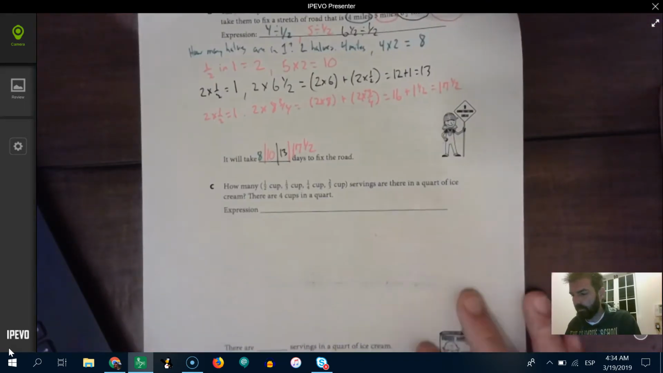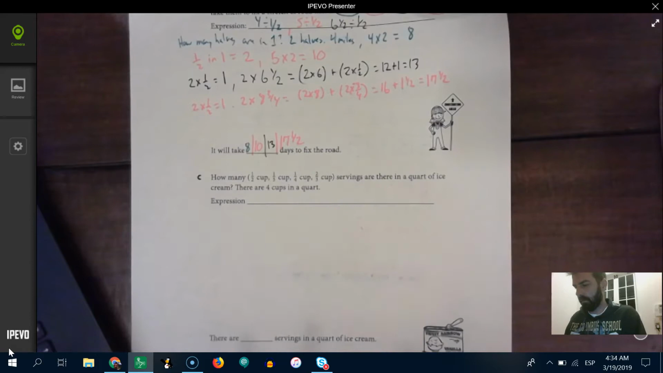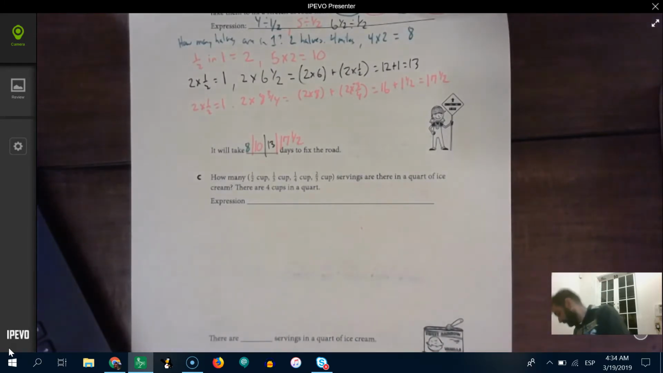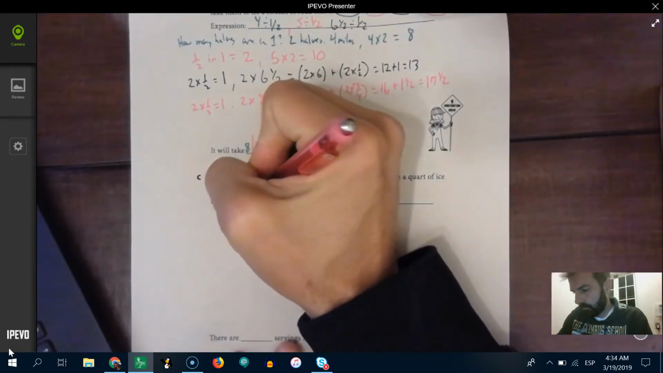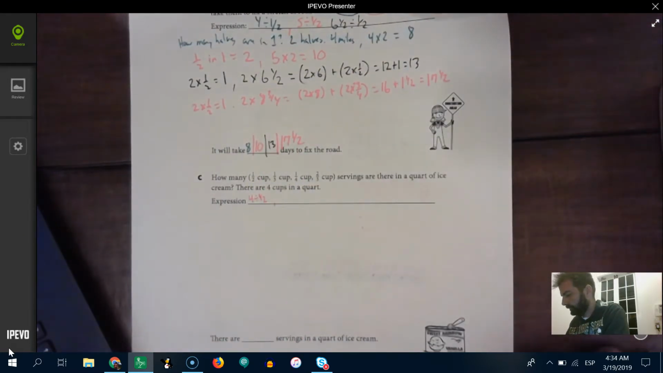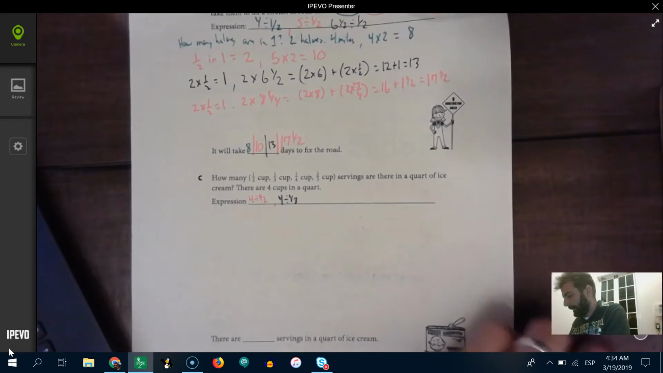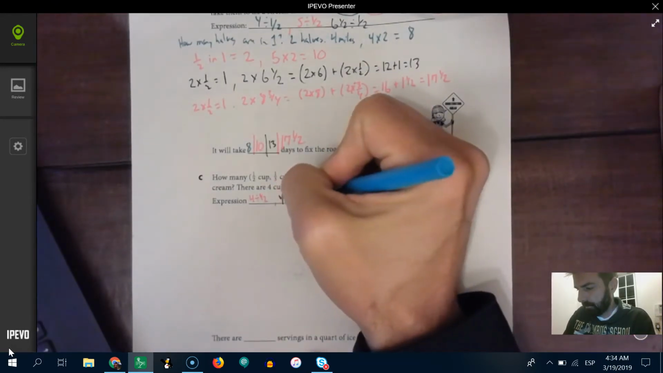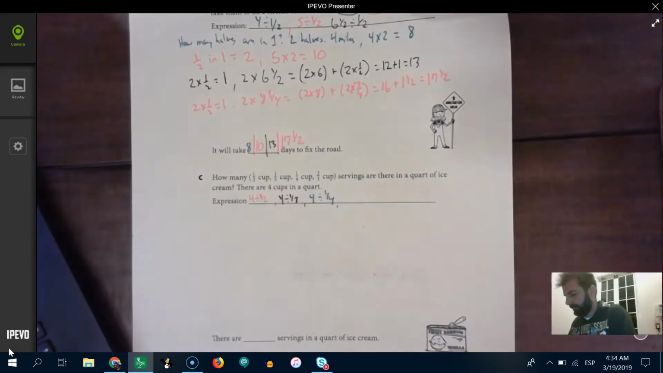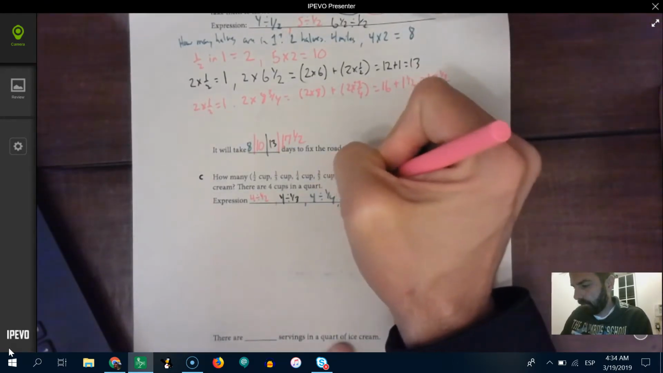Alrighty. How many of these servings are there in a quart of ice cream? 4 cups in a quart. So we can do 4 divided by a half, 4 divided by a third, 4 divided by a fourth, and then, never mind, 4 divided by 2/3.